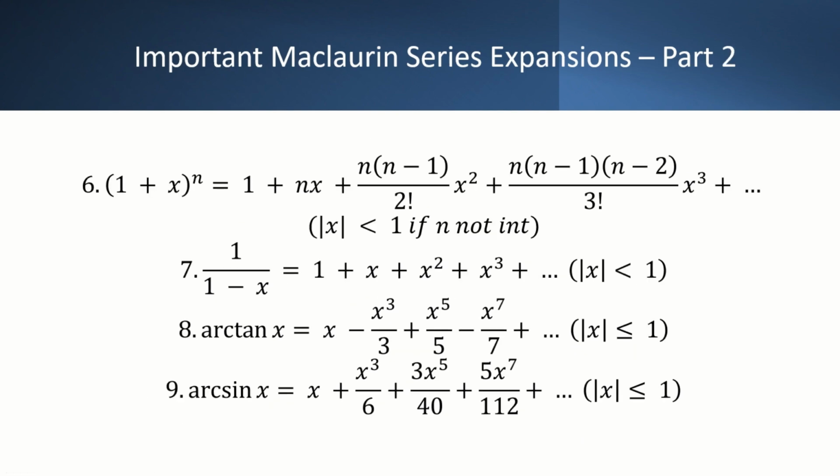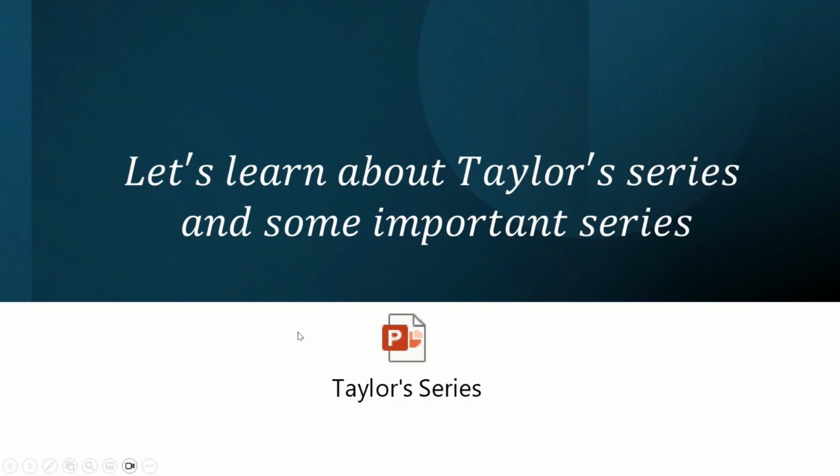Okay, now 1 plus x whole to the power of n is defined here. And so on, 1 by 1 minus x is defined here. Okay, arc tan x, arc sin x. So there are so many of them. Everything is useful, but you have to remember so many equations. So the best way is to remember only the complex ones, and the other ones you can derive easily from the definition of the Maclaurin series. Okay, so now we will use these things in the limits. Okay, so let's do that next.